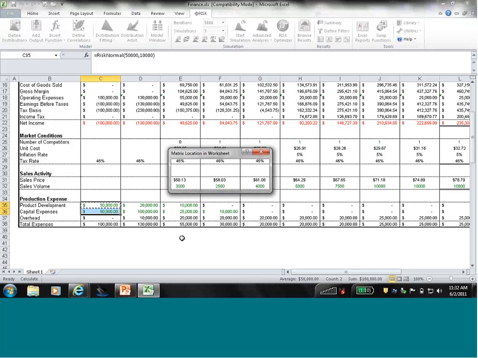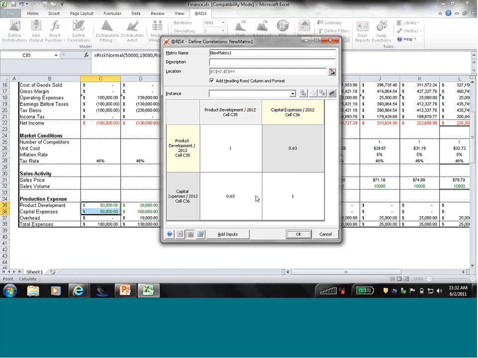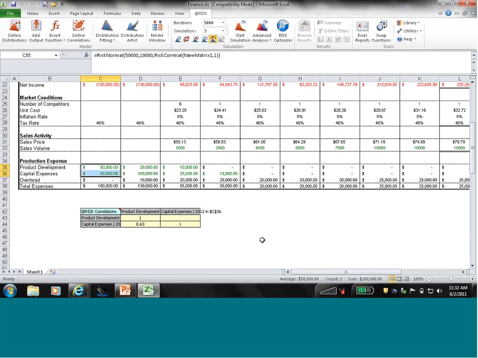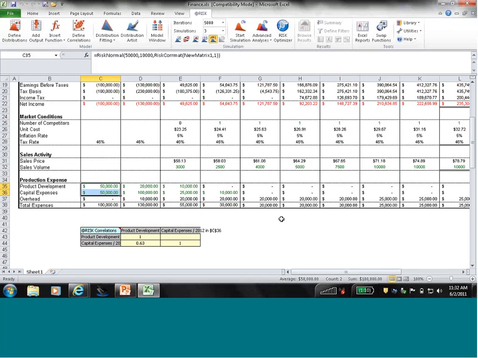Click OK. Select a location for your matrix, and now we've got these two line items positively correlated with each other. So very easy. You can have a very large correlation matrix. Some people have a full workbook sheet just for correlations, and they get pretty complex.